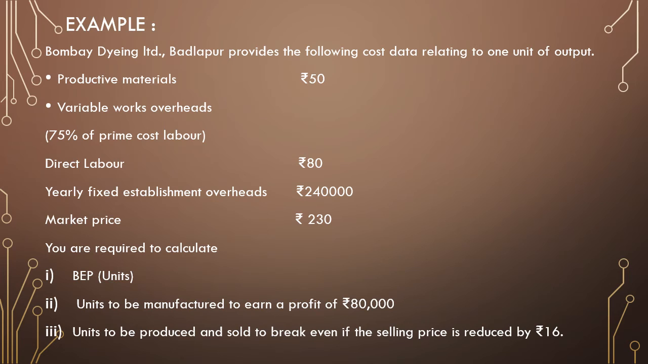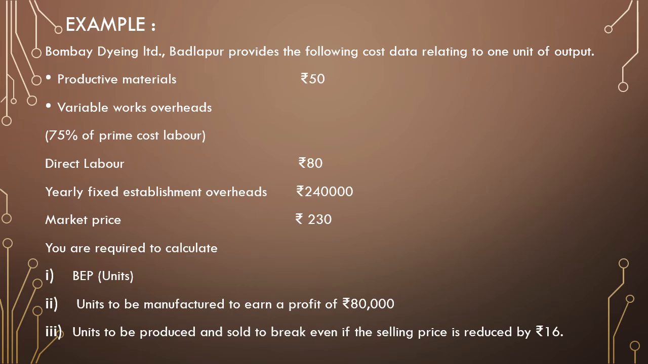Yearly fixed establishment overheads rupees 2,40,000. Fixed establishment overheads, that means it is our fixed cost. Market price rupees 230. Market price is nothing but our selling price, and you are required to calculate first BEP units, second units to be manufactured to earn a profit of rupees 80,000. So there has been given a desired profit of rupees 80,000, and from that profit we have to calculate units.